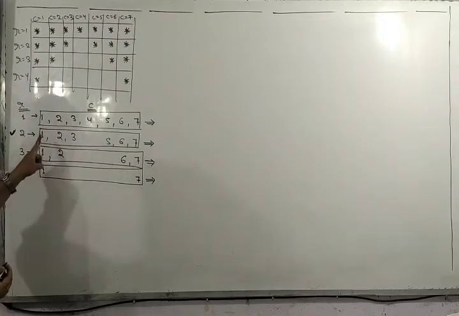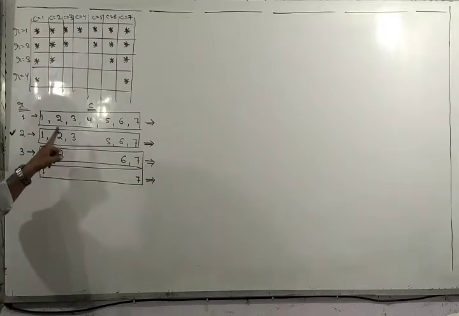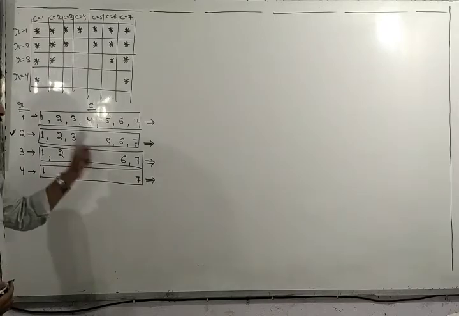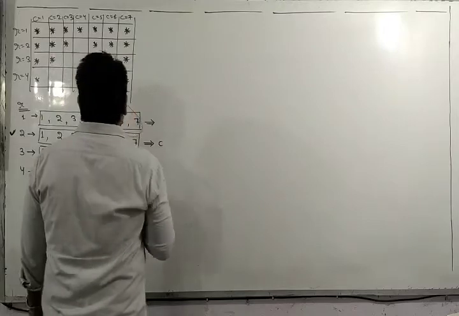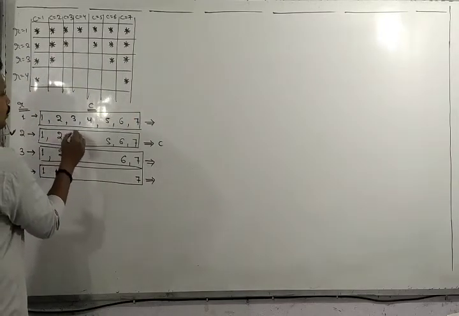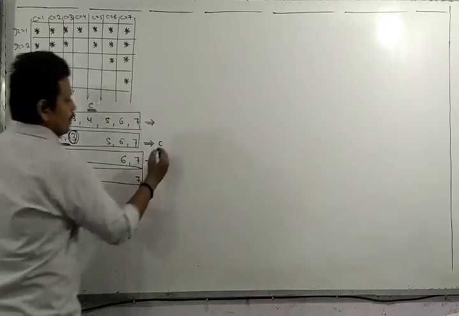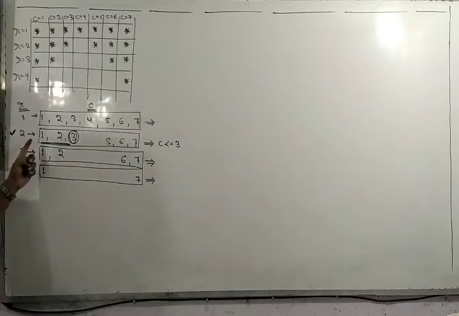The value of C is less than equal to 3, or C value is greater than equal to 5. C value is less than equal to 3. Sir, why are you not writing greater than equal to 1?